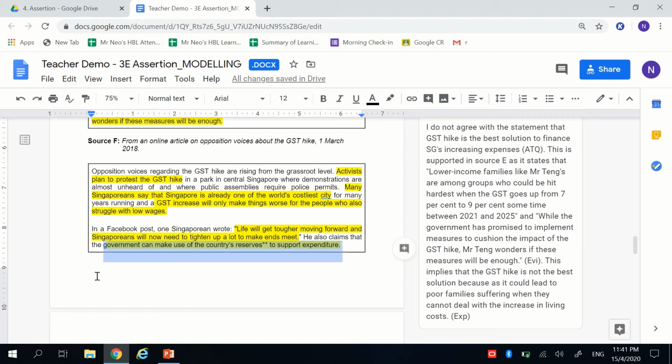This does not really answer the question. You need to show me whether you agree or not with the statement on the GST hike is the best solution. So you should actually use this evidence over here, right? The GST hike is not the best solution, because if you carry on with this, you will make the poor people suffer. I think this is very similar to the previous case.